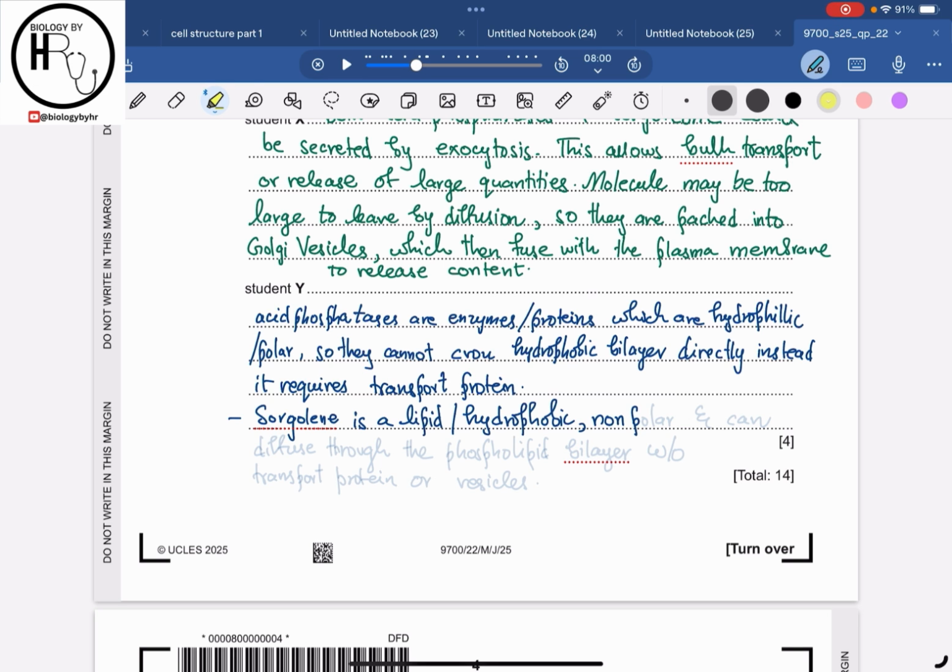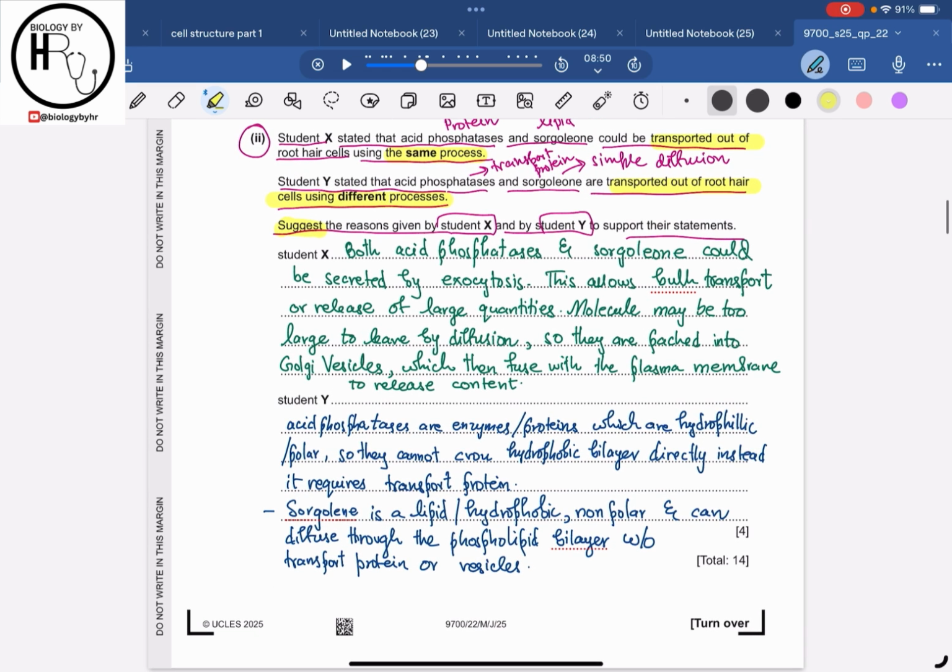Similarly, sorgoleone, which is a lipid compound, and lipids are hydrophobic in nature. As they are non-polar, they can diffuse through the phospholipid bilayer without the transport proteins or the vesicle. So they can simply diffuse out of the phospholipid bilayer without any transport protein or any vesicle. So these are the two suggestions which student X and student Y are giving according to the transport of the acid phosphatase and the sorgoleone.